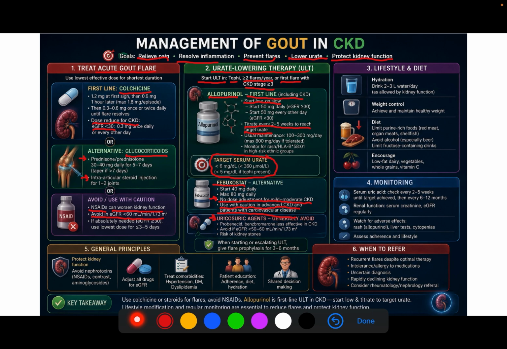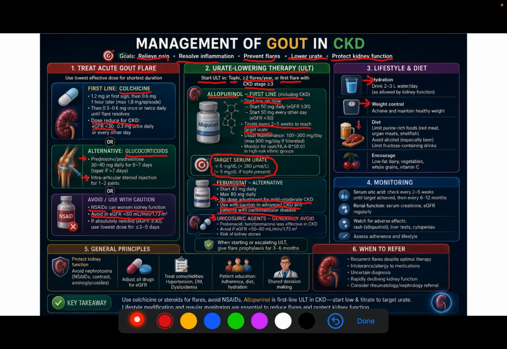Other factors that we need to take into account while managing gout and CKD are lifestyle and diet. Adequate hydration is really important. The patient has to be instructed to drink 2 to 3 liters per day, or until the urine is light yellow or colorless. And you have to avoid over hydration as well, because it can lead to fluid buildup in a CKD patient. Another important goal is weight control.